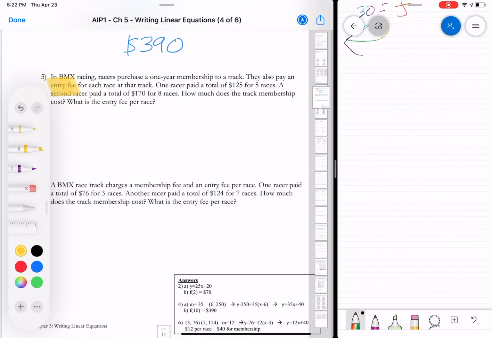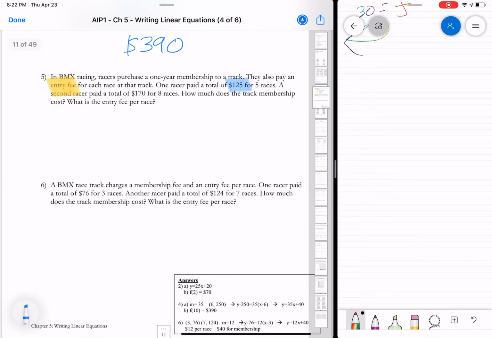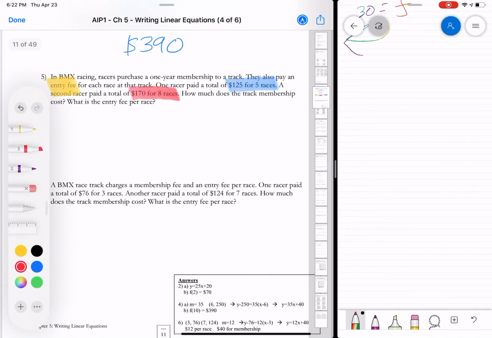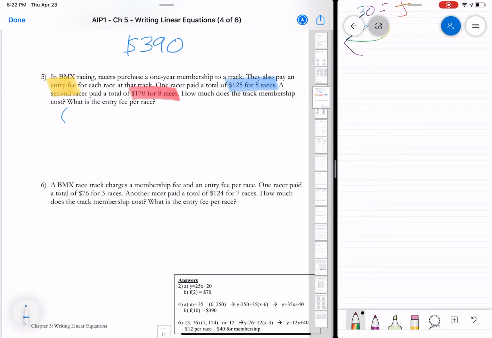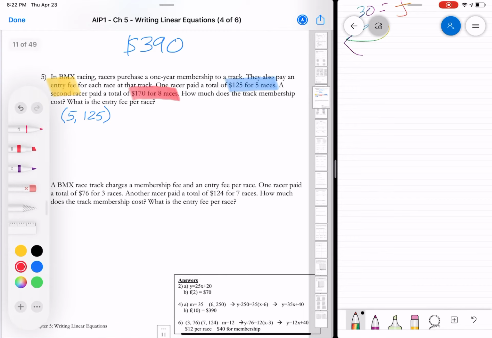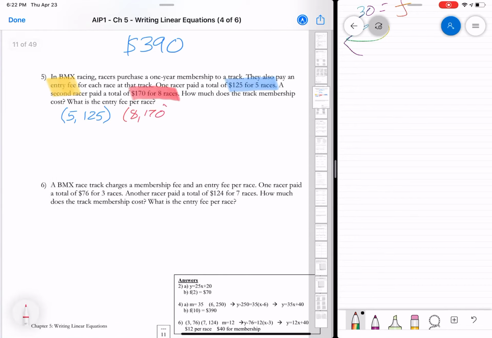And then it gives us data. It tells us one racer paid $125 for 5 races. And a second racer paid a total of $170 for 8 races. So it's kind of saying, hey, you can figure out how much it costs per race by calculating it. I could turn this into coordinate points, and I know it's going to look a little weird. You're going to be like, wait, what? When you have 2 pieces of data, that's like having data points on a graph. So you have 5, 125. Money is always on your y-axis. And then we also have 8, 170.